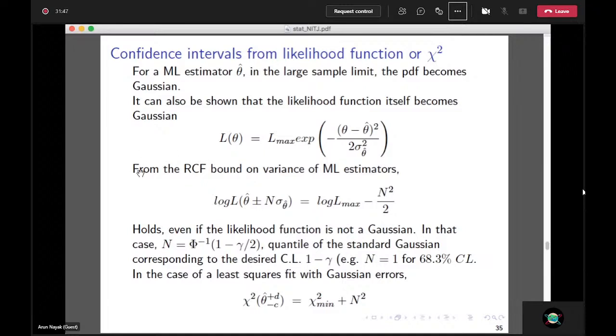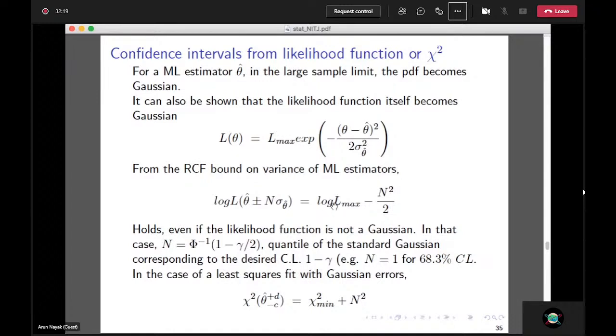You probably already have used this RCF bound to compute the variance of the ML estimators, right? So in that case, you know that the log L value varies, if you vary theta by plus minus n standard deviations with respect to the maximized value of theta, then it varies by n square by 2.